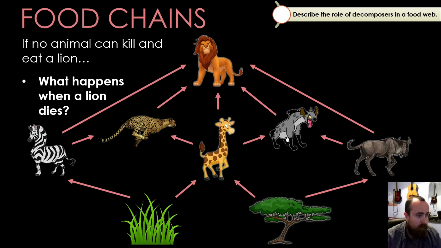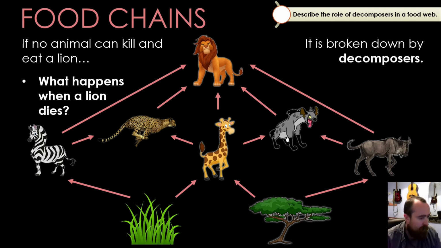Right. So, if no other animal can kill an adult lion, I mean, maybe not quite true, but in our example, we're going to say that's the case. What does happen when a lion dies? What happens when a lion dies is it's broken down by something called decomposers.